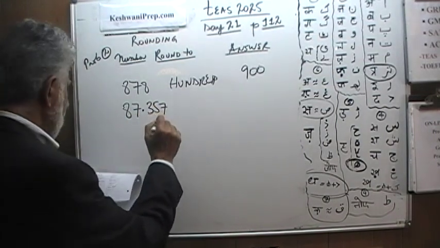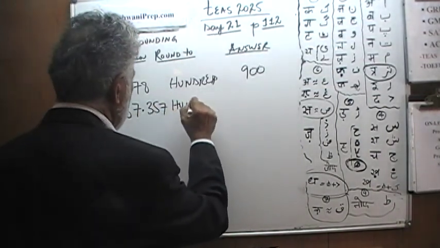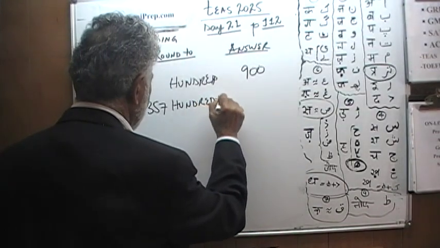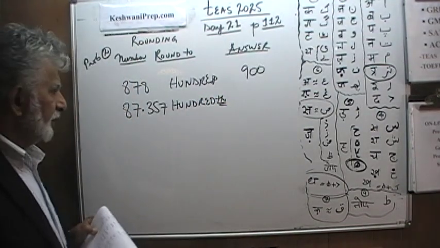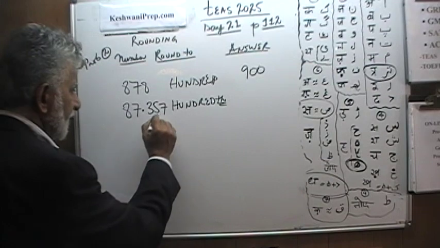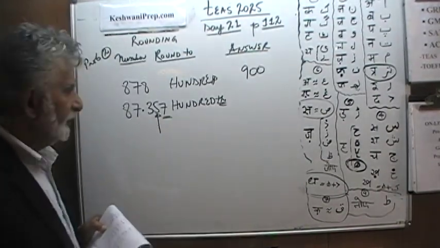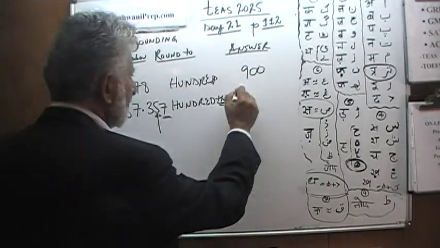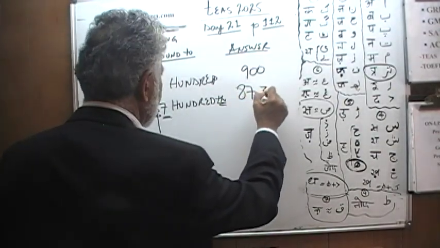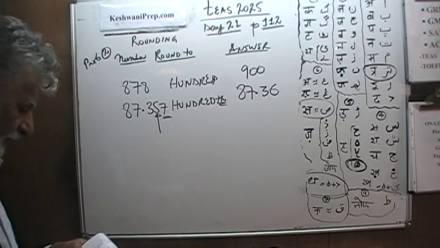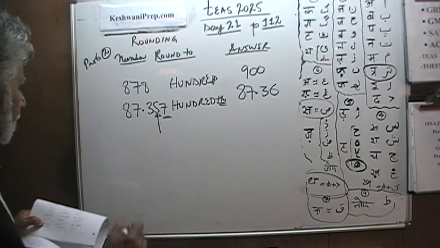87.357 to the nearest hundredth, with the TH. This is the hundredth digit, and to the right is 7. 7 is more than 5, so this 5 will become 6. It will become 87.36. Let's do the next one.